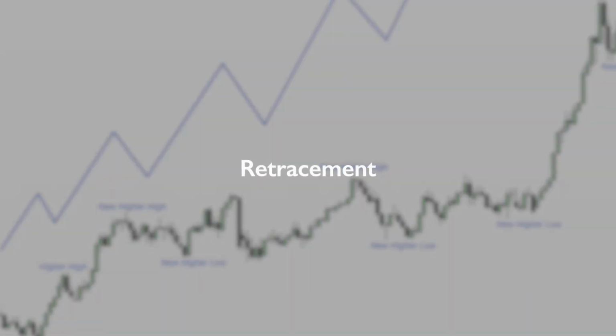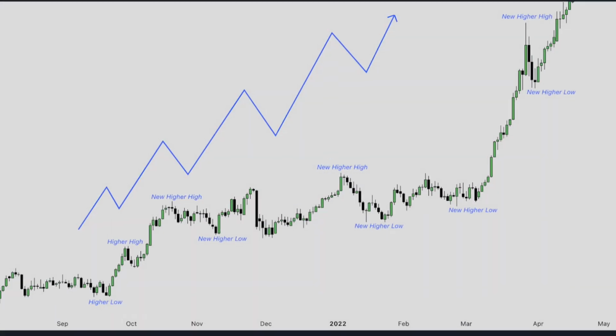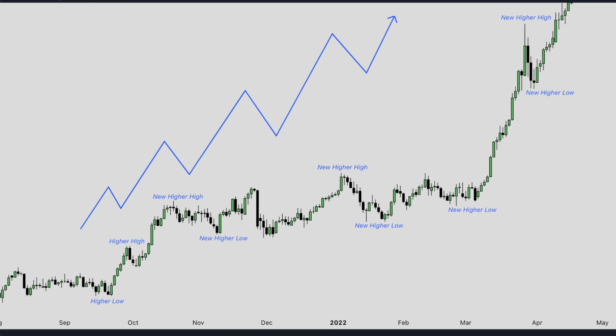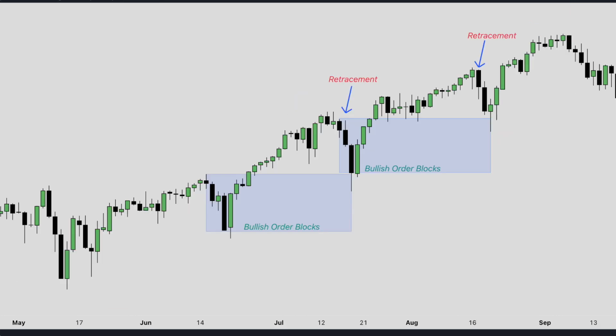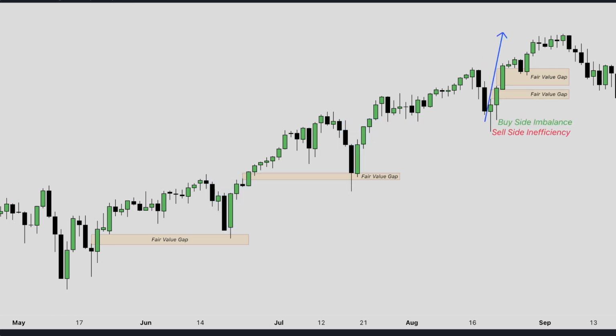For retracement, as mentioned earlier, the price never moves in a straight line. After every expansion, there will be some sort of retracement. The price can either retrace back to an order block or to an imbalance. We call them fair value gaps. They are formed when price is only offered to one side of the market. In this case, we have buy side imbalance, sell side inefficiency because price only offered to buy side.